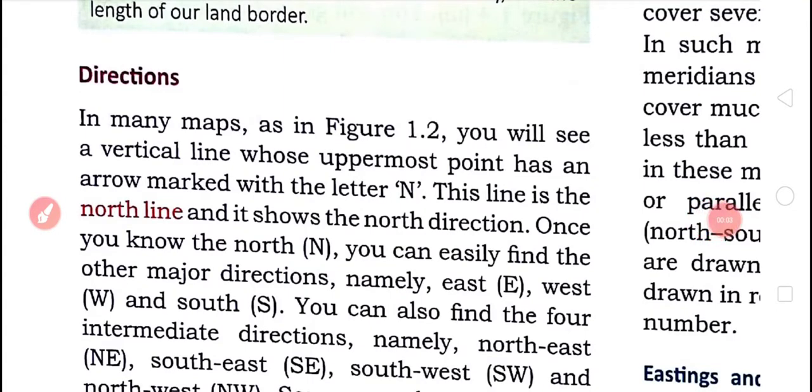Students, today we are going to learn about the direction. As you all know, there are 4 directions: north, south, east, west. Now, how to identify the directions on the map? Let's find out.